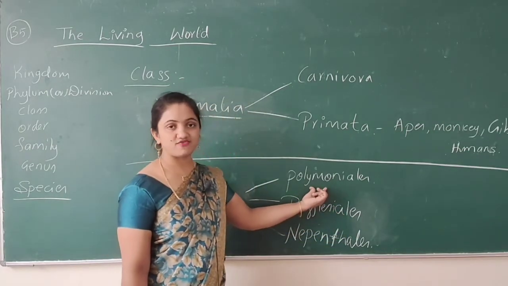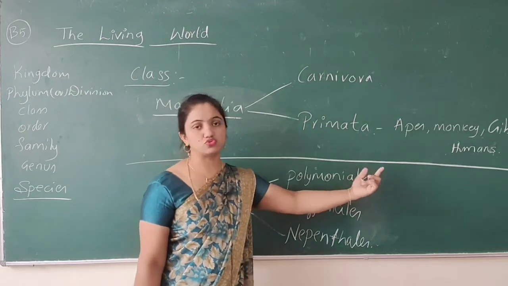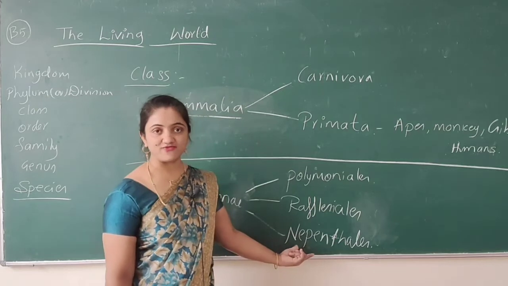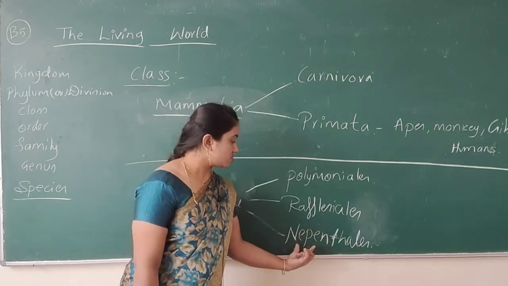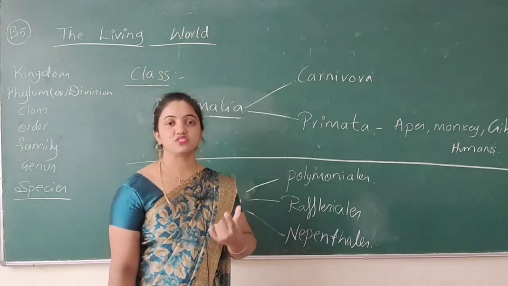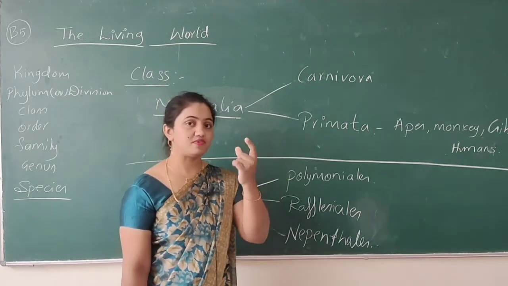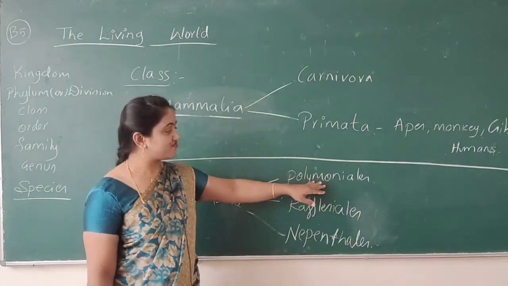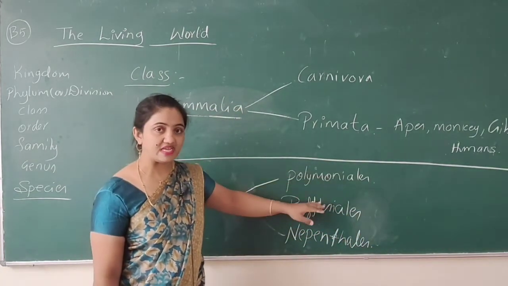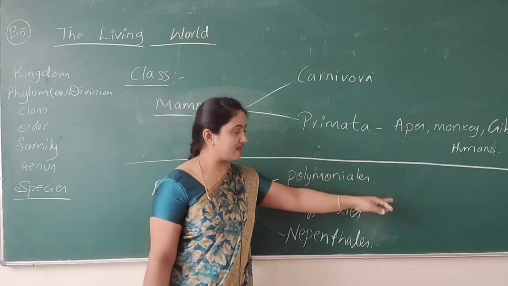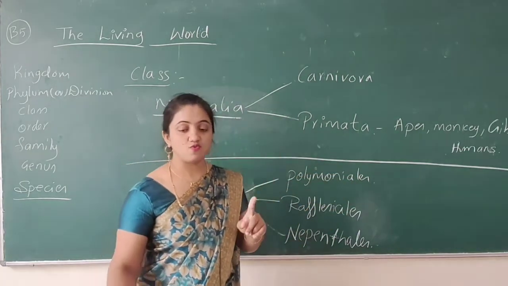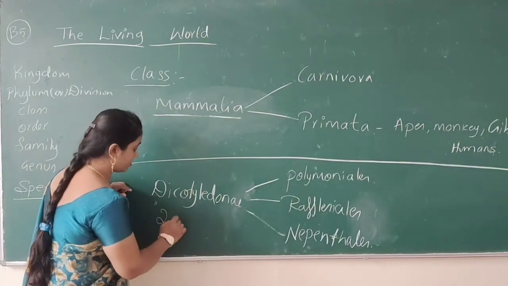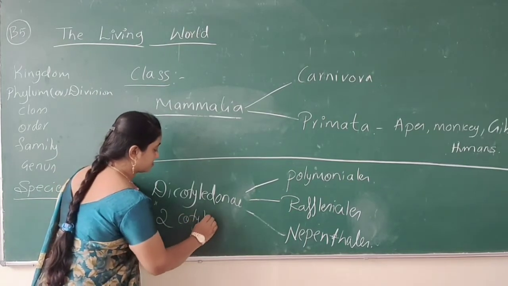This is the name of the order. This order includes so many species. This is the name of the order, and this is also the name of the order. So these orders include a number of different plant species. All those plants have different orders, but they have one common feature. What is that? At the embryonic stage, they will have two cotyledons.